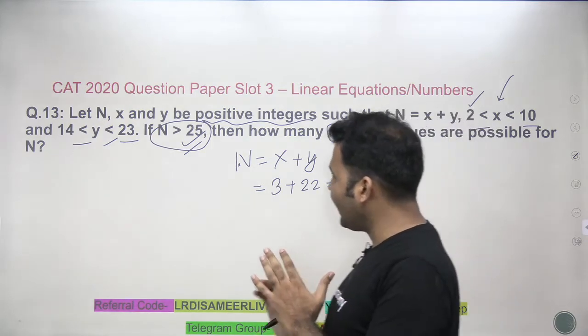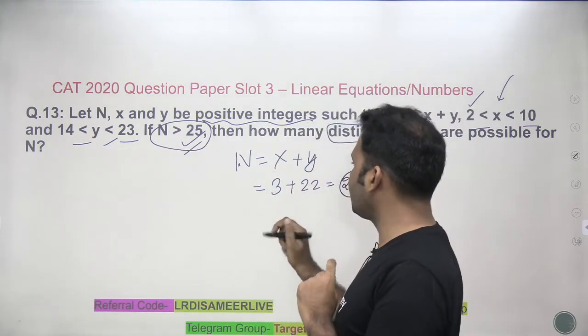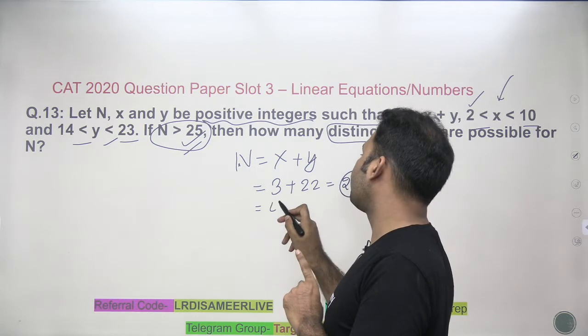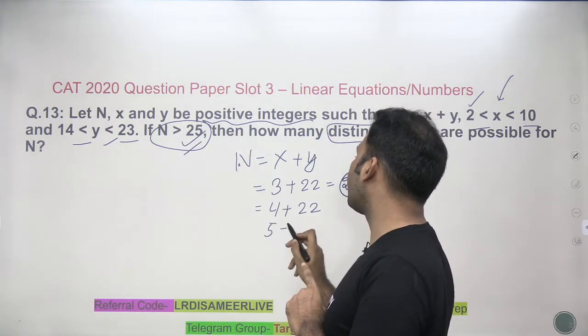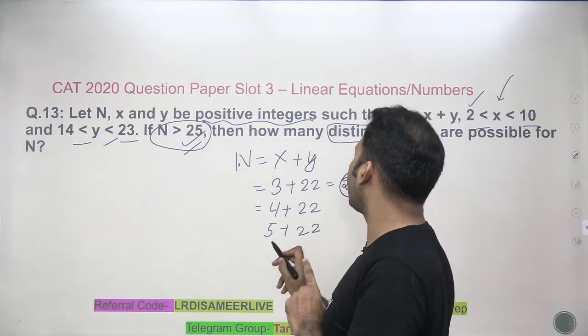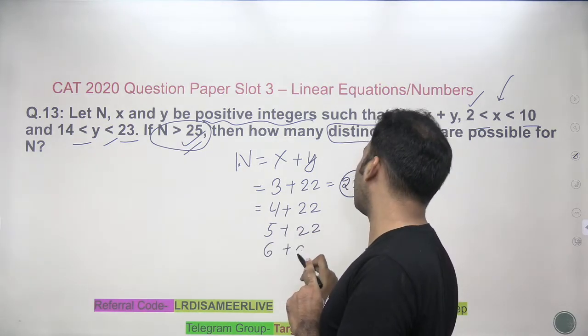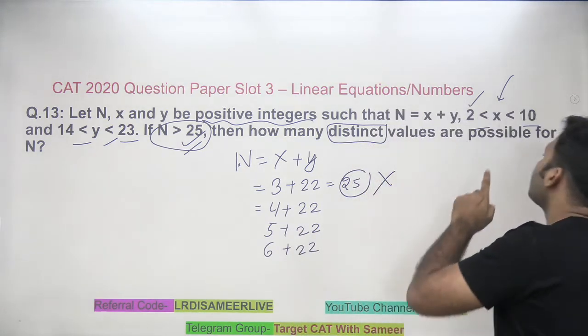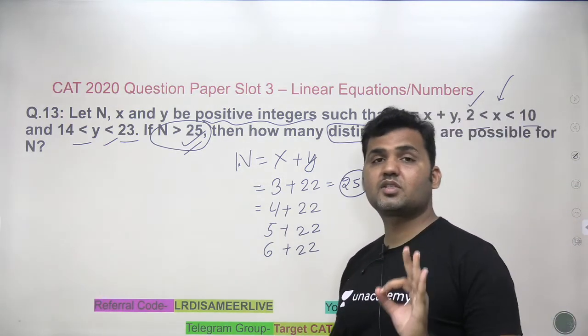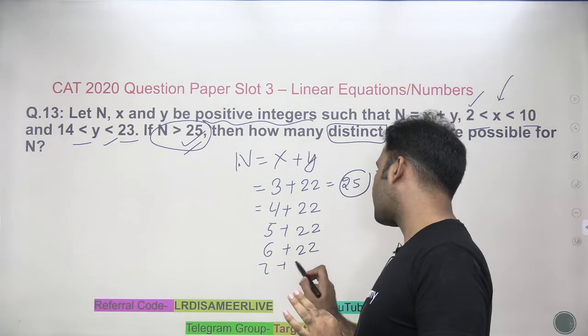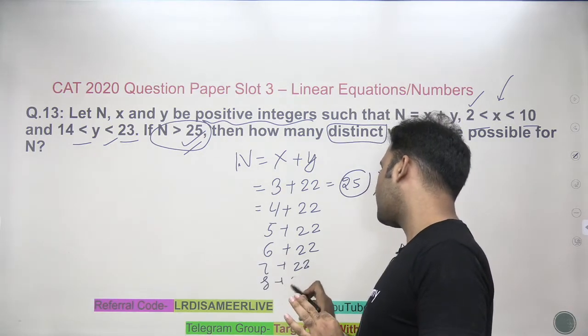So to get n greater than 25, I'll increase the value of x. I can put x as 4, y as 22. I can put x as 5, y as 22. I can put x as 6, y as 22. Right? Because x is greater than 2 and less than 10, I can keep on putting the value of x till 9: 7 plus 22, 8 plus 22, and 9 plus 22.